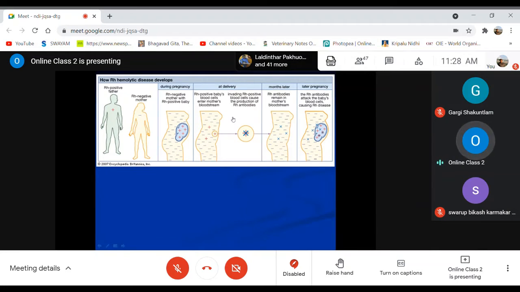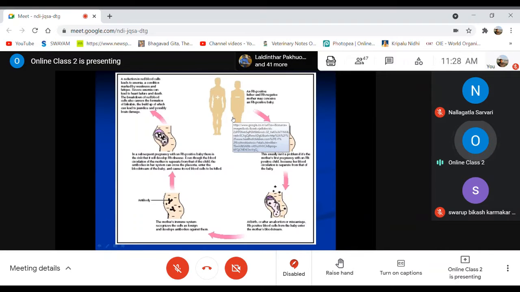That is about autoimmune hemolytic anemia. One is in animals, most commonly in foals. Then in humans, it happens when the mother is Rh negative while the father is Rh positive.